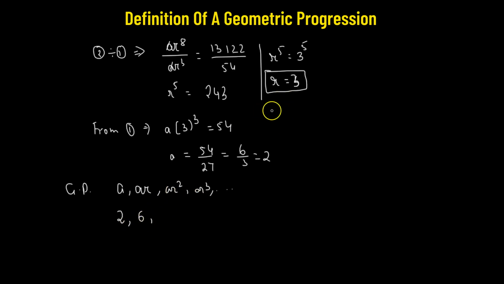All you have to do is, we can consider any term, and to it we're going to multiply the common ratio to get the next term. So 6 times 3 is 18, 18 times 3 is 54, and so on. So this is going to be our required geometric progression. Let's move on to the next problem.